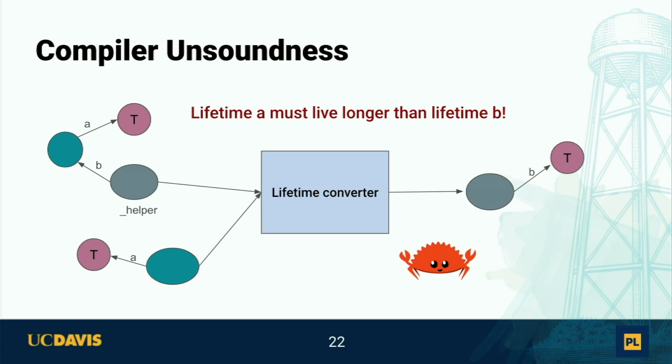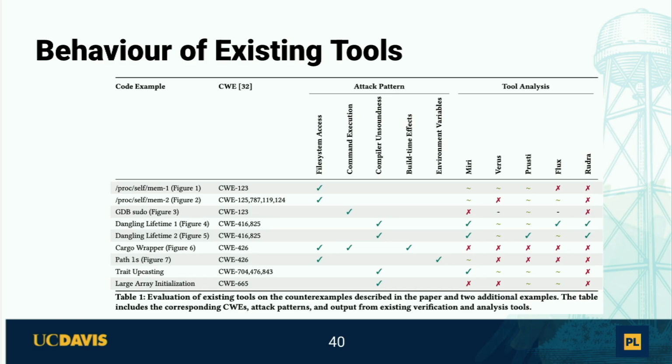Okay, we obtain this table. It's very interesting to see that these proc_self mem examples, which are the first 2 examples I showed, are not supported by any of the tools out there. This cargo wrapper, this is the build.rs example. None of the tools capture this. Miri does well on those lifetime issues, but generally, most of the tools are missing or unsupported. So there seems to be a gap here.